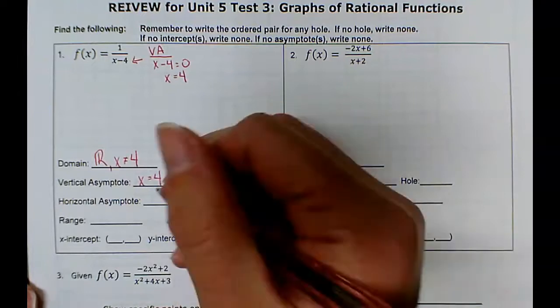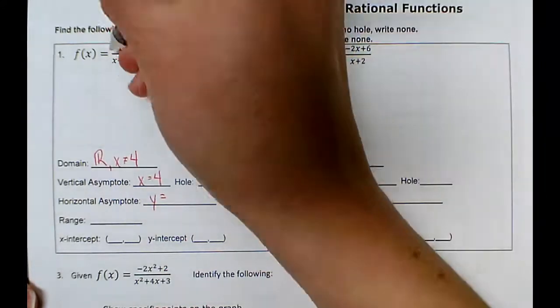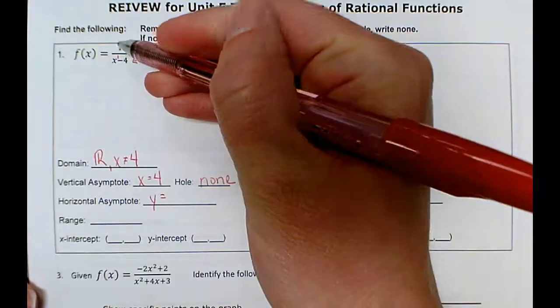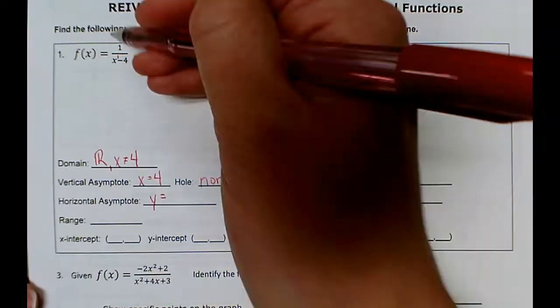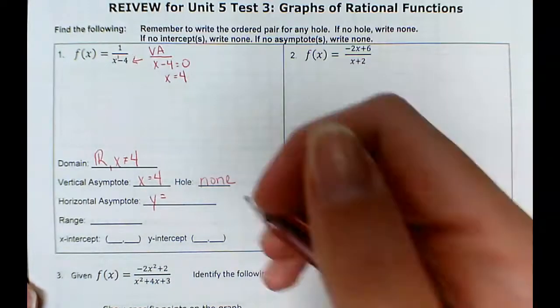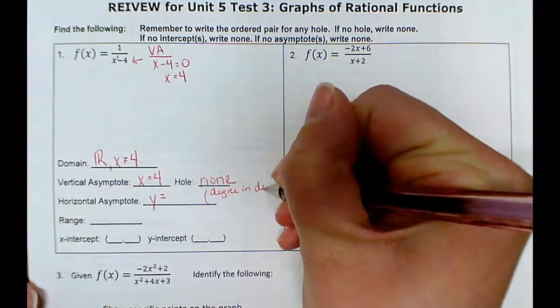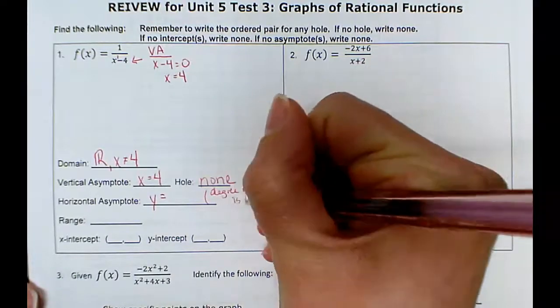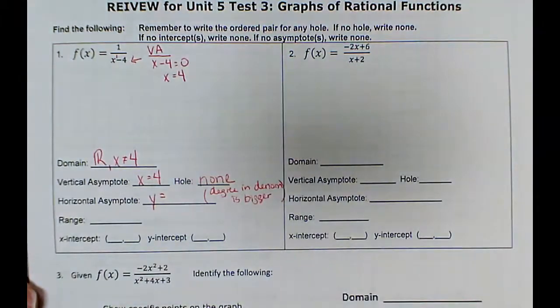The horizontal asymptote is y equals something. What you look at is the degree of the numerator and the denominator. The degree of the denominator is 1. The degree of the numerator is 0 because we don't have an x that's visible. So it's like x to the power of 0, which is 1. So if the degree in the denominator is bigger, then what that means is the horizontal asymptote must be y equals 0, just like in the parent function.